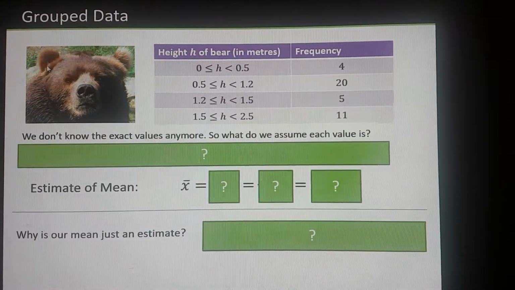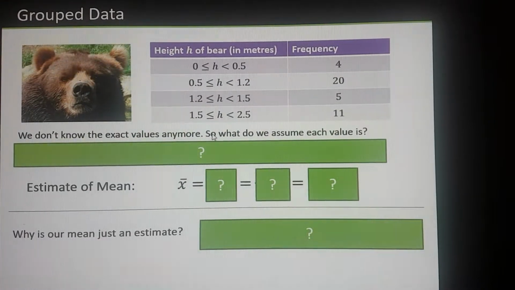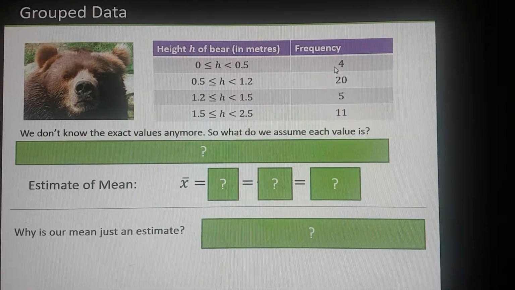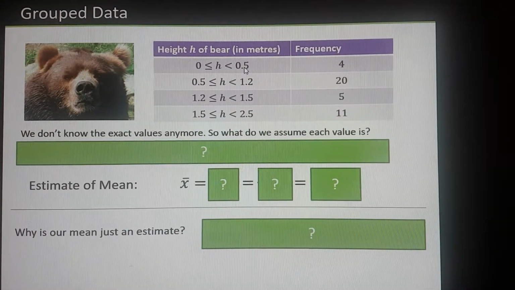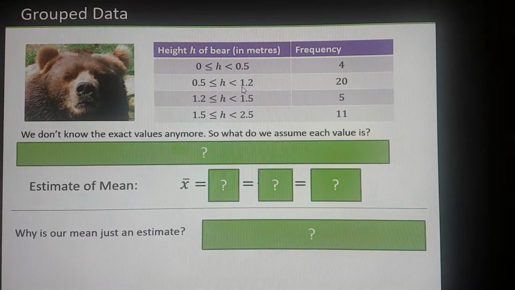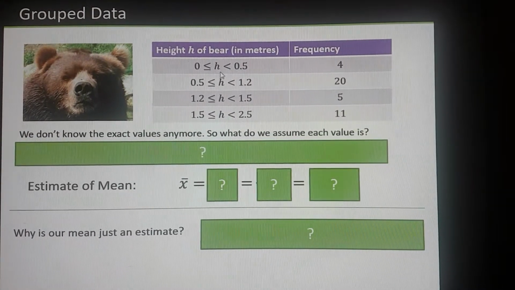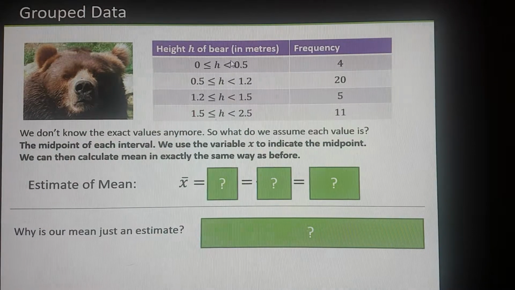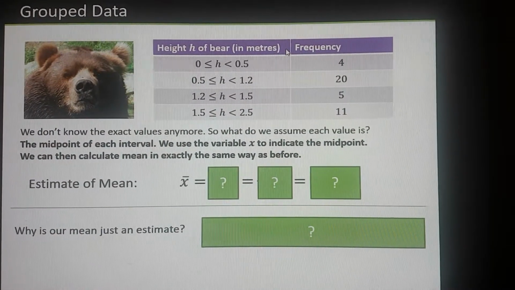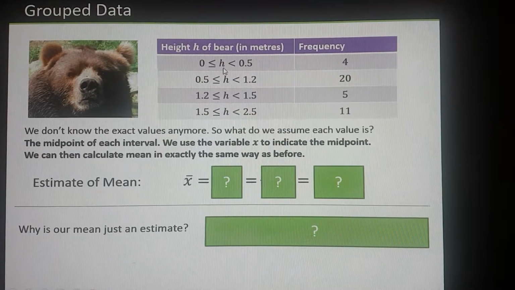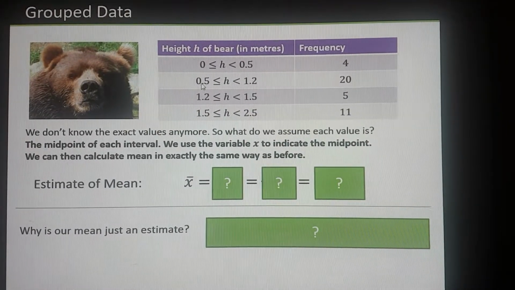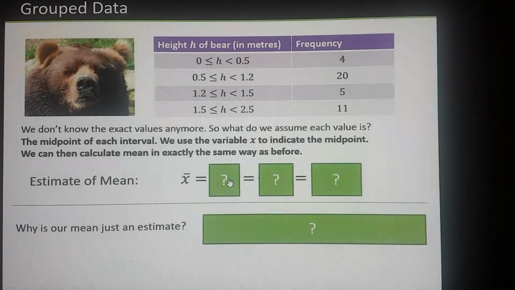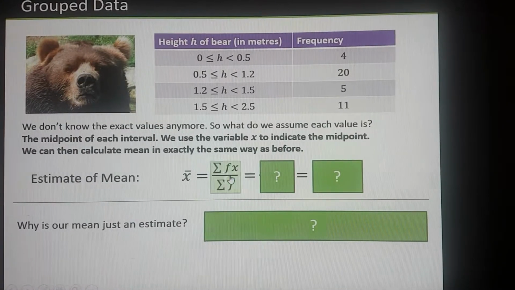Okay, so here we don't know the exact values anymore. So what we assume each value is, if we have 4 between 0 and 0.5, and then between 0.5 and 1.5, we take the midpoint of each one. So here, for example, we'll have 4 times 0.25, add 20 times 0.75, and stuff like that.